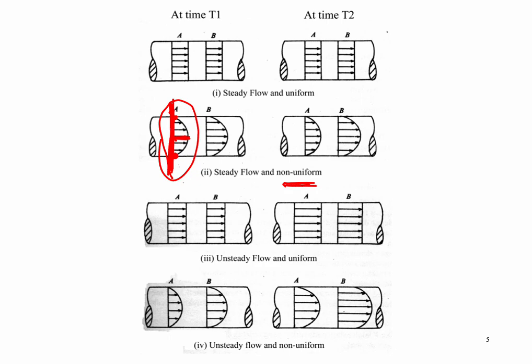And then if we compare A and B, it is different here. For B, it is larger compared with A, but this velocity does not change after a certain time. So it's still a steady flow.